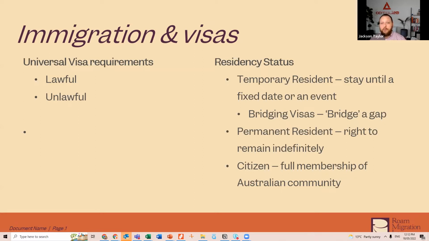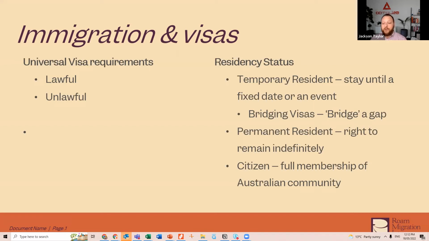We also have permanent residency. This is the right to remain in Australia indefinitely and is often the stage that follows temporary residency if people are seeking to stay long-term in Australia. I won't go much further into that, although there are additional things that we could talk about because it doesn't, in fact, allow you to travel indefinitely. It allows you to stay in Australia, but not necessarily to travel.